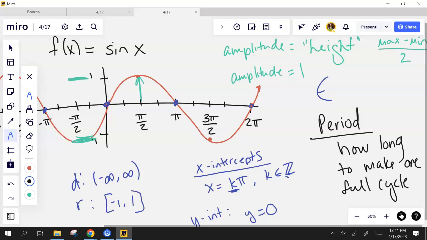Because we see this starts repeating, right? We already said it was 0, 1, 0, negative 1, 0, and it starts this pattern. How long does it take before it starts repeating the pattern?